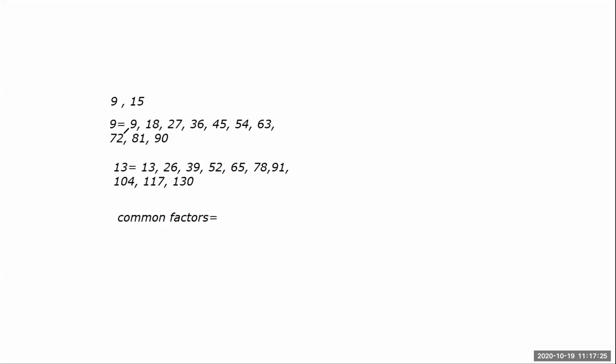Now 9 is there in 9, but not in 13. 18 is there in 9, but not in 13. Then 27, here no 27, 36, no 36, 45, no 45, again 54, no 54, 63, no 63 is there. यहाँ पे 72 है, but no 72 in 13th table. 81, 81 यहाँ पे भी नहीं है, 90 है बट यहाँ पे नहीं है 90.